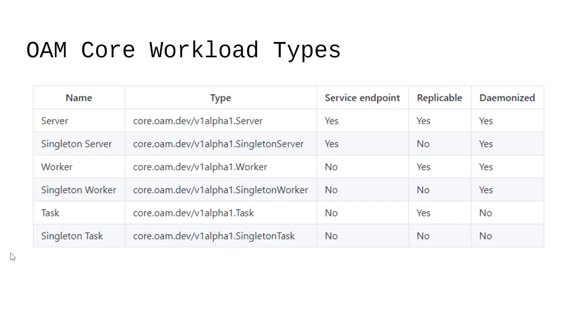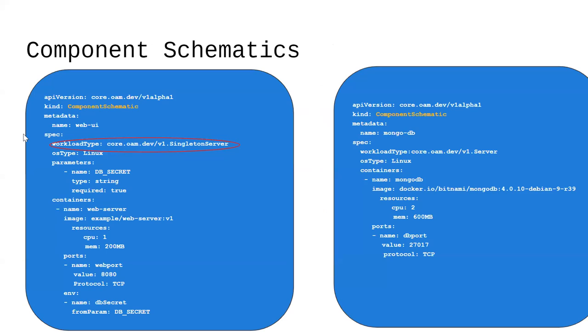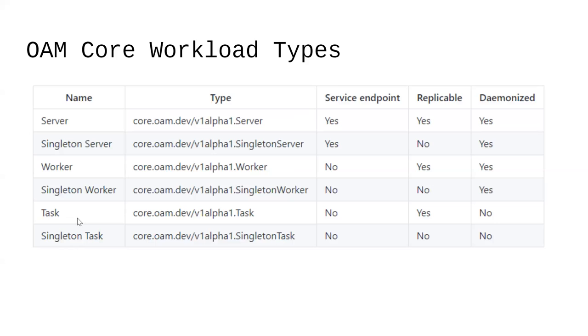That same pattern holds true for workers as well as tasks. The difference going down the list is that there are no endpoints for the workers or the tasks. And workers will essentially restart, whereas tasks will not restart once they have completed whatever they're trying to execute. All of these are containerized as well. So these will all be represented with that set of parameters, asking for image, resources, et cetera.